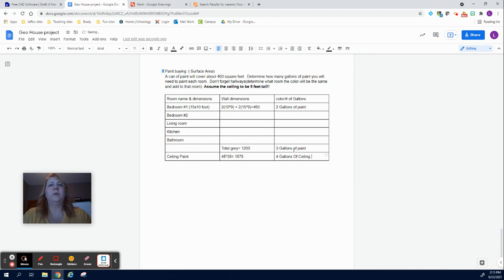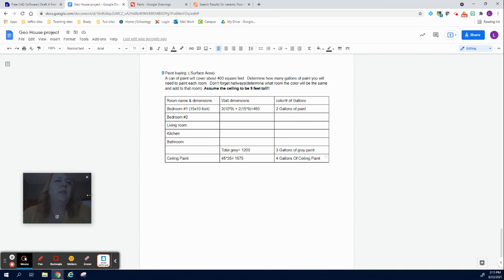This would have been 3 gallons of gray, the way I was writing it, plus the ceiling paint. So just be specific. Try your best to always put in what kind of paint it is you're buying. Okay, that's it. That's the paint section. We totally got this.